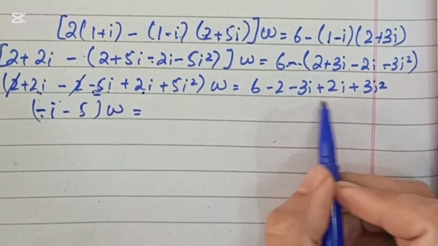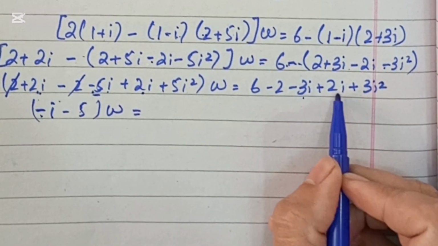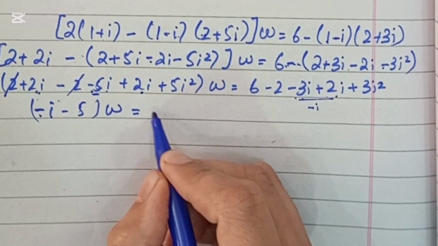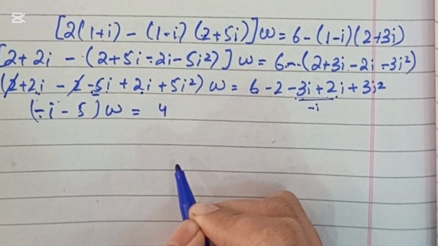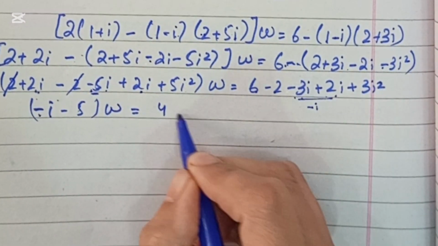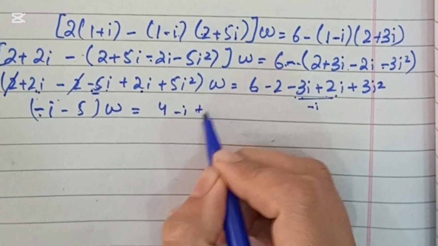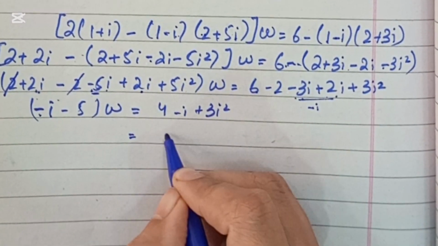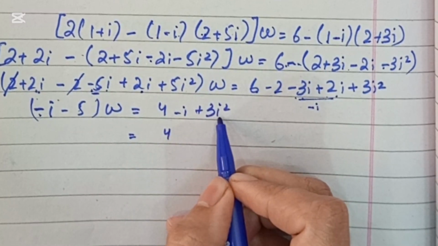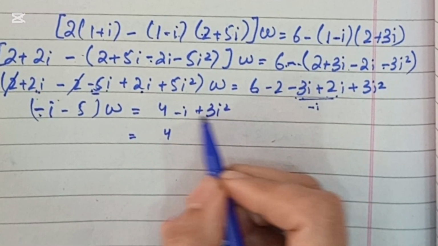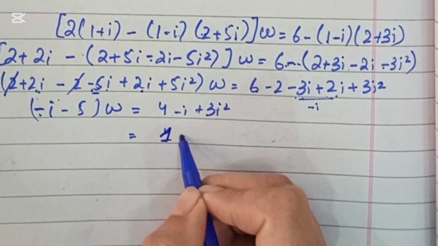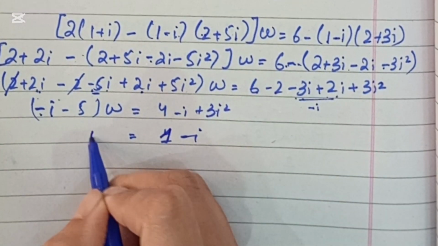6. Okay, this 3 iota and this 2 iota will sort out and will give us minus iota. 6 minus 2 will give us 4, and they both will give us minus iota, and here it will be plus 3 iota square. Okay, iota square is always equal to minus 1. So 4 minus 3 will be 1. This is 1 minus iota.